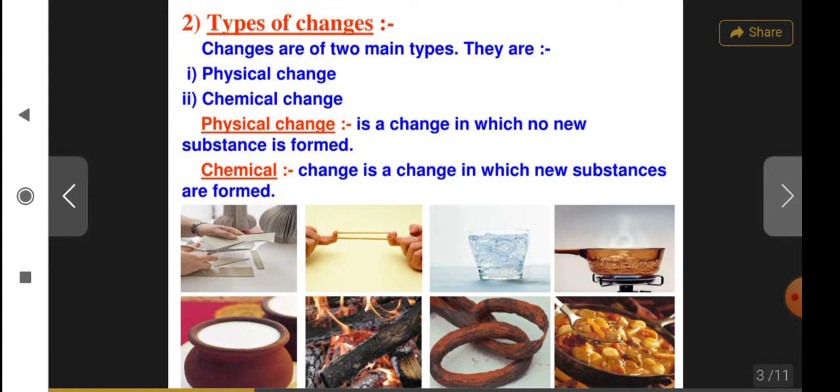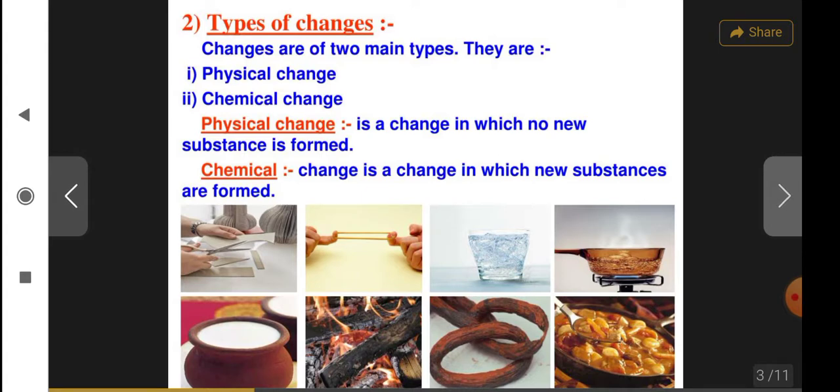In the same way, when you cook food, the raw vegetables do not remain the same. They change their characteristics. They change their taste, they change their smell. So that is a chemical change happening.